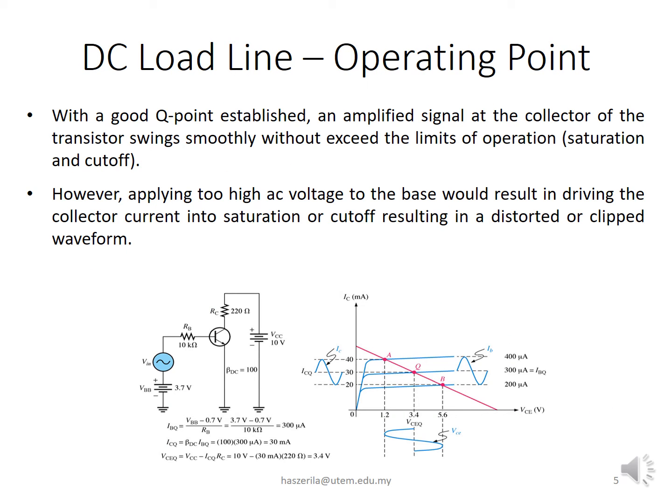With a good Q point established, an amplified signal at the collector of the transistor swings smoothly without exceeding the limits of operation, which are the saturation and cut-off regions. However, applying too high of an AC voltage to the base would result in driving the collector current into saturation or cut-off, resulting in a distorted or clipped waveform.